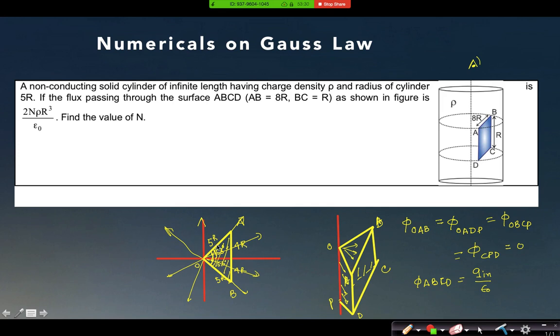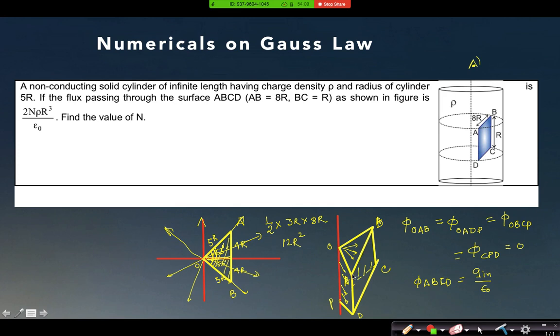Let us first calculate the area of this upper triangle. What is the area of this upper triangle? Half into 3r into 8r, can I say that? Yes, sir. Because this height is 3r. 5r, 4r, 3r, can you understand this part? So this height is 3r and this base is 8r. So 12r square is the area of this upper triangle.